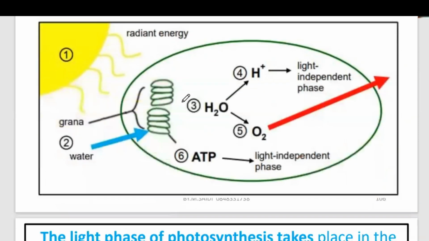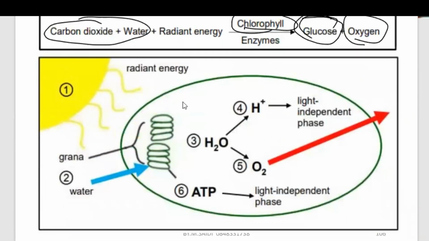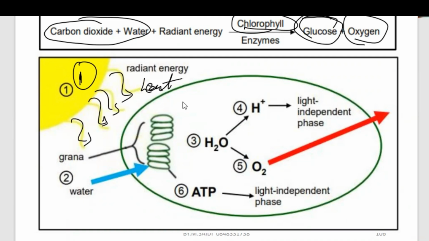Yes. So step one: the sun releases this radiant energy. The radiant energy will be trapped by the leaf. We have seen that the leaf has adaptations which make it able to trap this light. If you look at the palisade mesophyll, we say that it is packed with busy cells with a lot of chloroplasts which trap the sunlight.